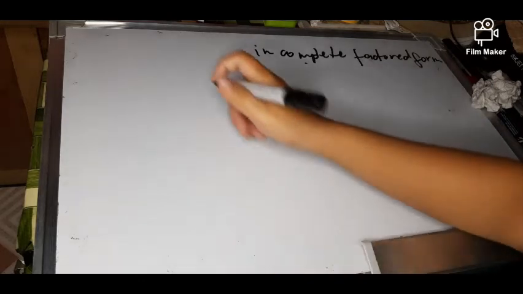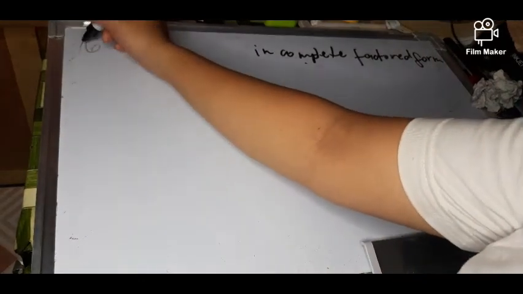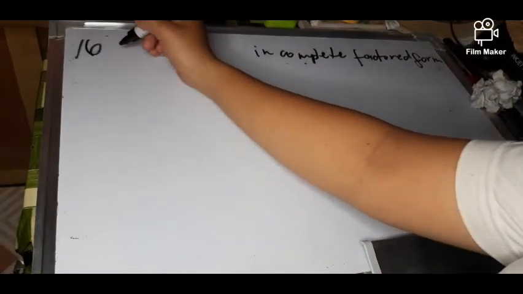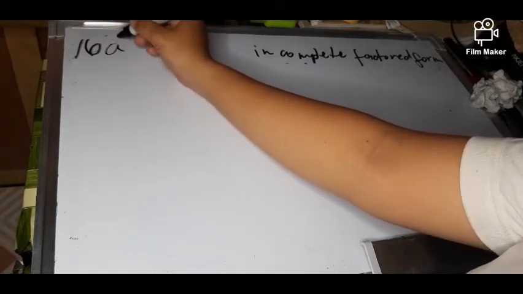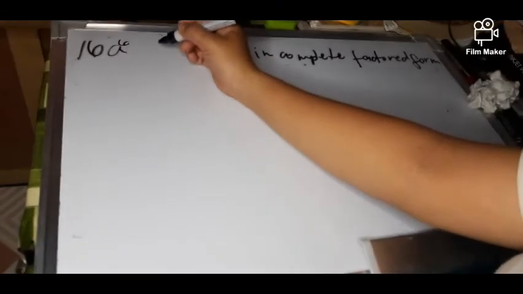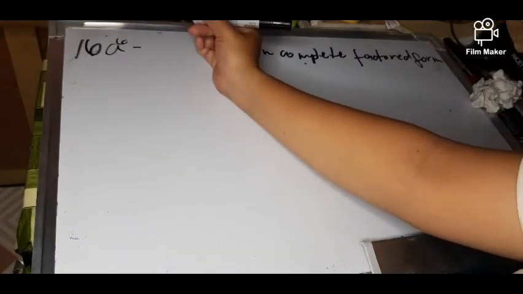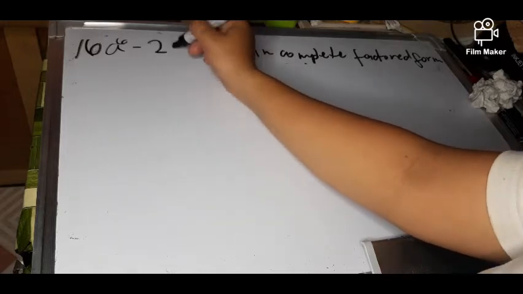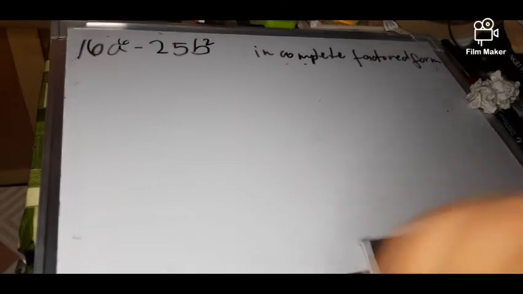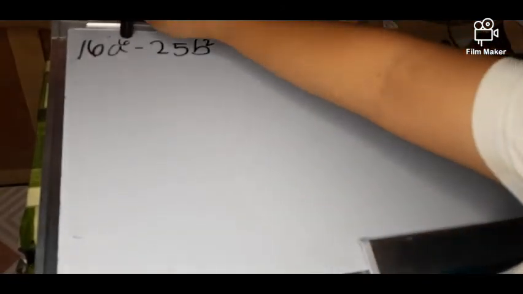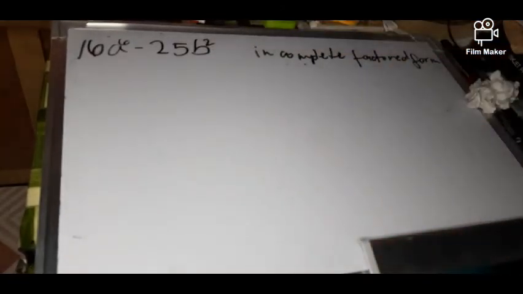Okay, meron tayo ulit dito. Number 2 example. 16a raised to 6 minus 25b squared. Baka may magtanong po dyan, ma'am, yung 6 po ba at yung 2 ay perfect square?